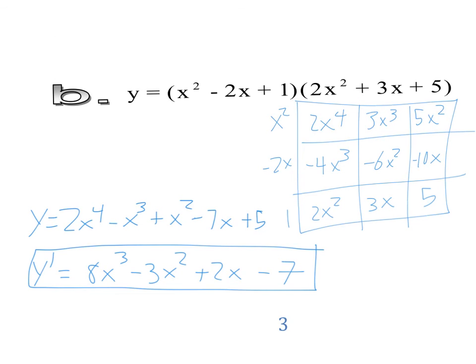Okay, so I went ahead and multiplied them together first because I could. You just use the box method, just made a big 3x3 box, and I'm just multiplying them all together. And I ended up with this. Now this is really easy to take the derivative. I just have to use the power rule, and I got 8x cubed minus 3x squared plus 2x minus 7. All right, now that's it for the product rule.